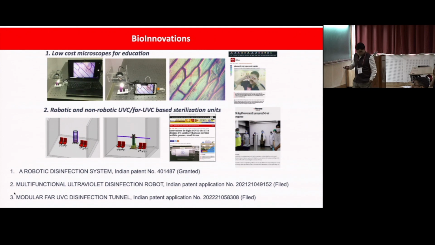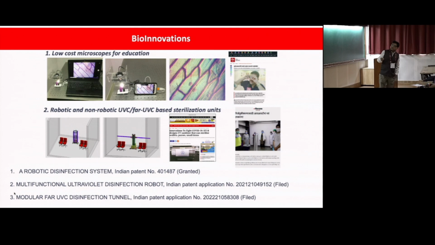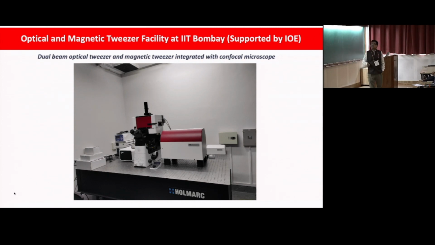Then we also do a lot of innovative things in the lab, and one of them is developing low-cost microscopes for education, which can be assembled for 500 rupees. And we also develop robotic as well as non-robotic units for sterilization, and we have patented some of them. Now this is the promotion slide for the institute. Very recently, we have also set up a dual beam optical tweezer and magnetic tweezer, which is integrated with a confocal microscope. This is the first facility of this kind in India, and those who are willing to collaborate are free to approach us.